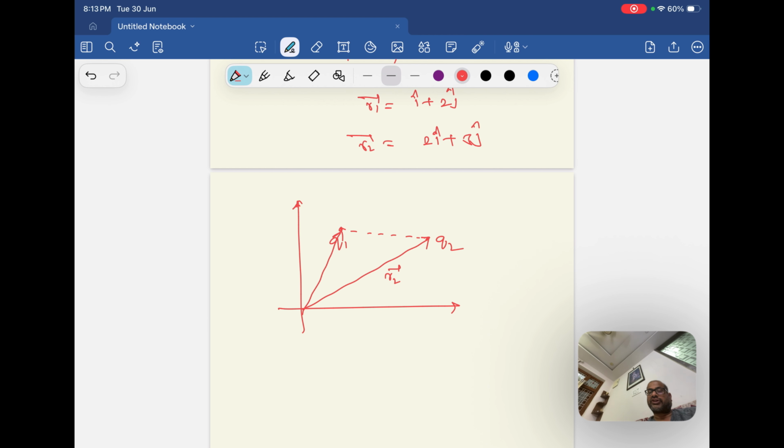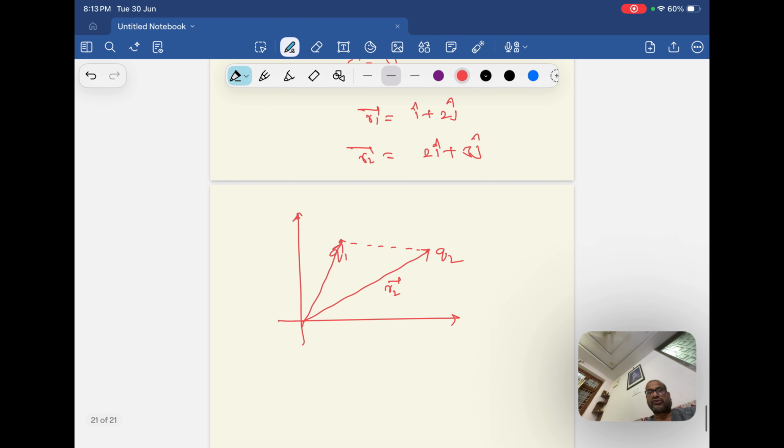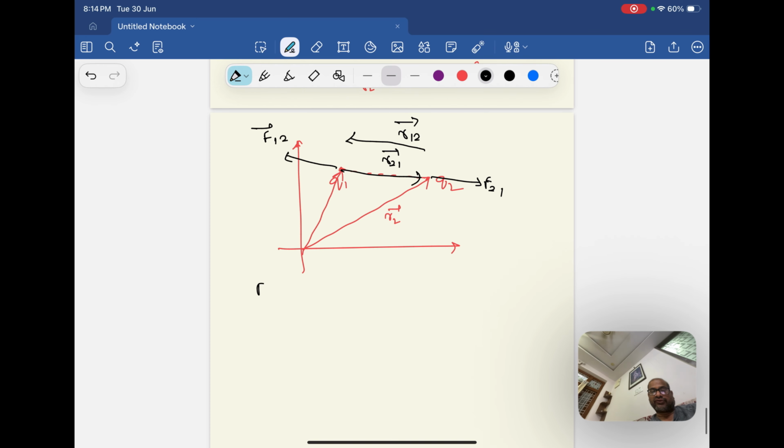If I take both charges as plus plus, the force on 2 because of 1 will be like this, and the force on 1 because of 2 will be like this. The position vector of 2 from 1 is this one, R21 bar. The position vector of 1 from 2 is R12 bar, like this. So if I calculate the force on 2 because of 1, you can write 1 by 4 pi epsilon naught, Q1 Q2 by R21 square, direction is R21 cap.